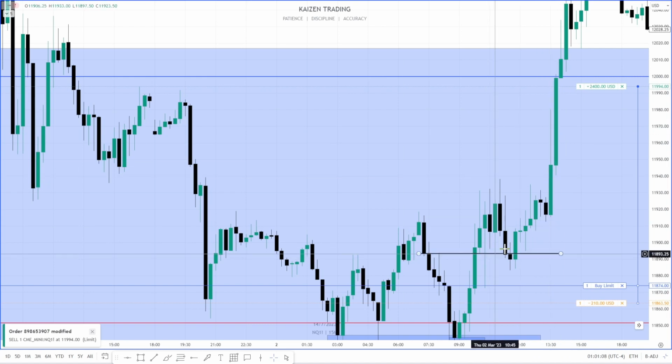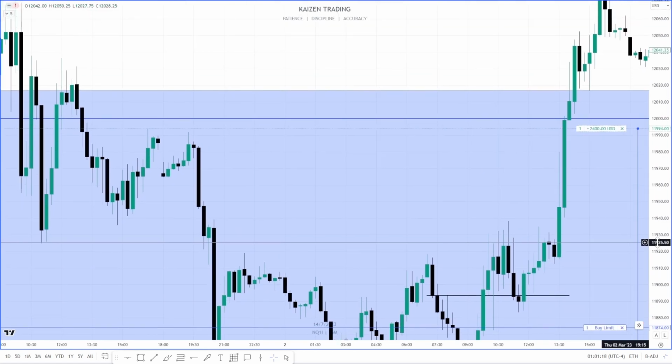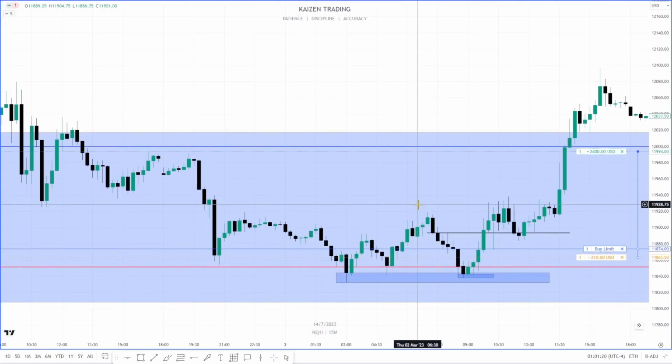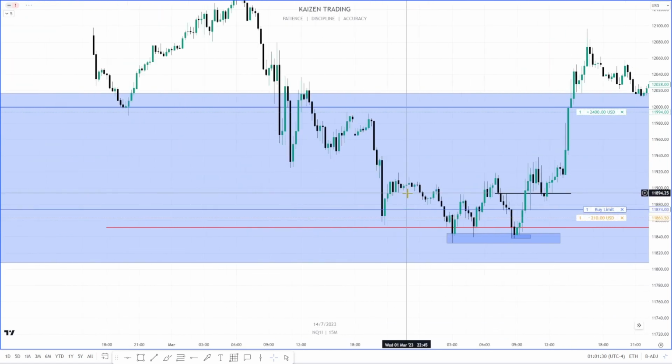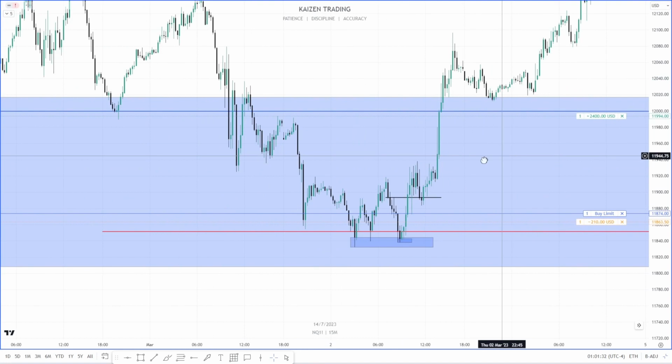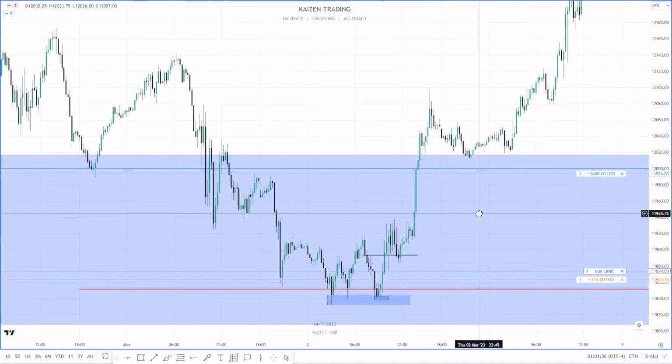Okay, for a PM expansion after all this consolidation in Asia, in London, and New York AM. So we are kind of expecting to have some sort of expansion coming out of these rejection blocks and out of the weekly order. I'm sorry, out of the weekly order block. Okay, this is our weekly order block. And what do we see? Price really expands up and out. Okay.